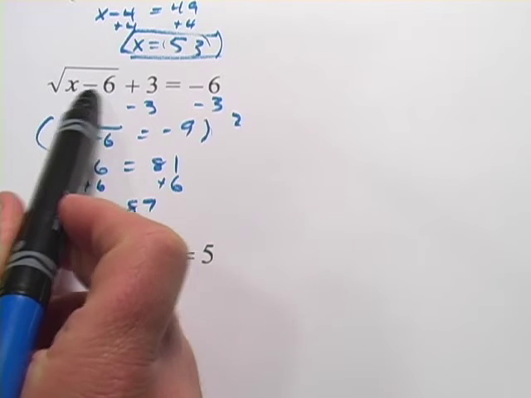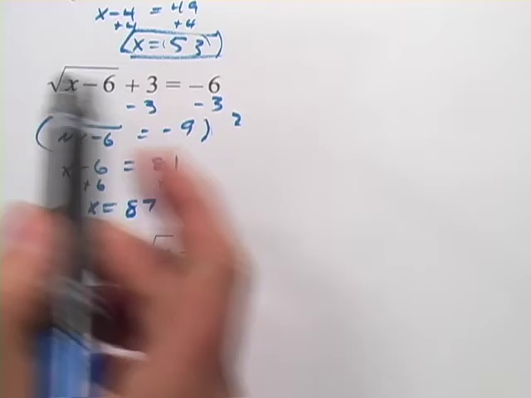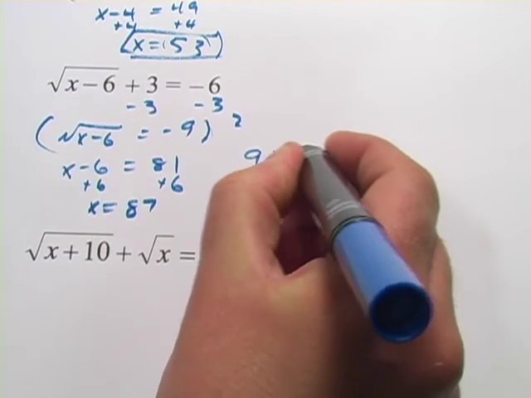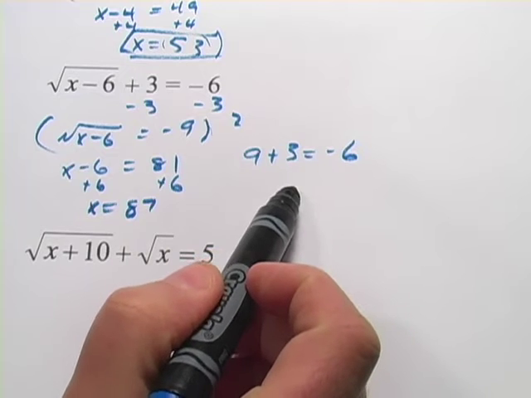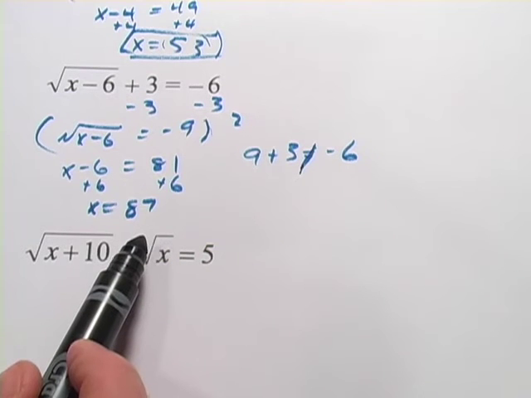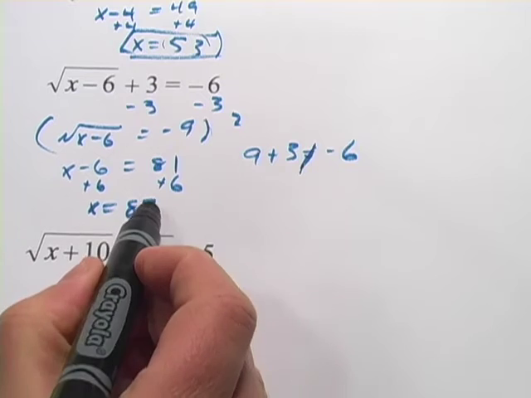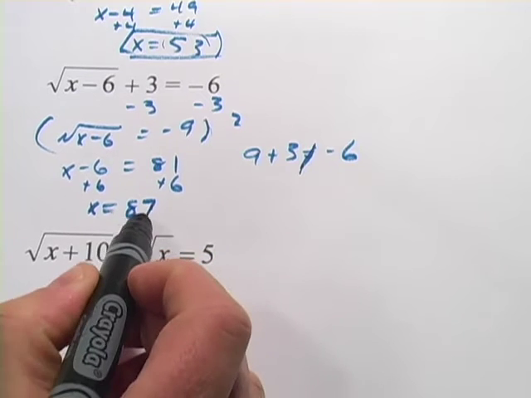So up here, 87 minus 6 would be 81. The square root of that would be 9. So we'd have 9 plus 3 equals negative 6. And I think you can see that doesn't work. 12 does not equal negative 6. So this is an example of a solution that doesn't work. So don't give this as the answer.